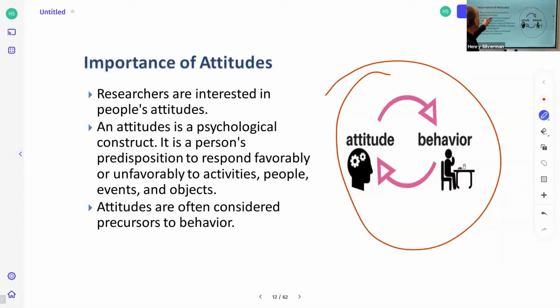Researchers are interested in people's attitudes. An attitude is a psychological construct. It is a person's predisposition to respond favorably or unfavorably to activities, people, events, and objects. Attitudes are often considered a precursor to behavior. So think about that. Why are we doing these surveys?